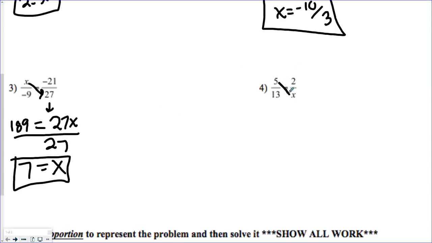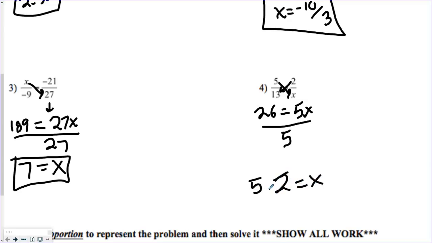Last one here, 5 times x is 5x. 2 times 13 is 26. Divided by 5. So again, this usually comes in 3 steps. Multiply, multiply, and then divide. So if you can get that pattern down, then you're good. So then this is going to be 5.2. Whoops, 5.2 is equal to x.